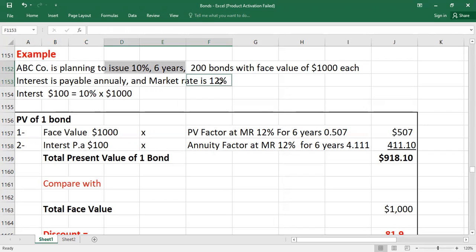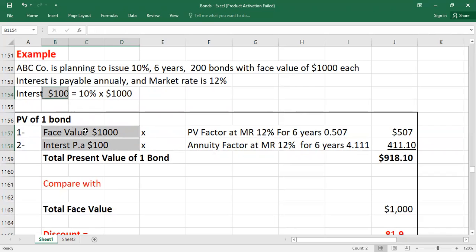So you will get the discount value. How will you calculate it? I'm going to calculate the present value of one bond, and at the end I will multiply with the number of bonds to calculate the total value. So here we go, the calculation for one bond. I need to calculate the present value of the face value, which is 1000. And I also need to calculate the present value of interest per annum, which is $100, as we have calculated here.